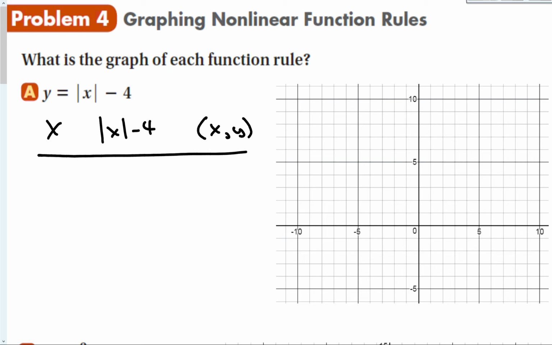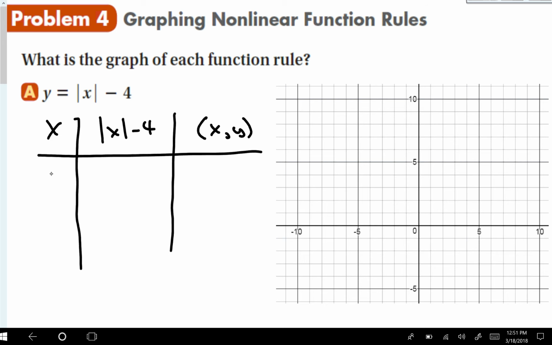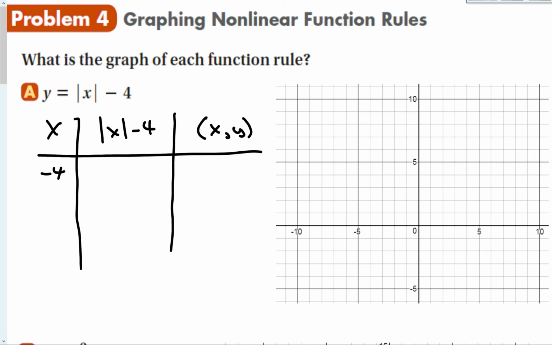Okay, so I'm going to input. We can input anything, okay, but in order to get a nice picture of this, I'm going to start inputting negative numbers. Okay, that turns into the absolute value of -4 minus 4, which would be 0. So -4 is my input, 0 is my output. Okay, so this equals 0.